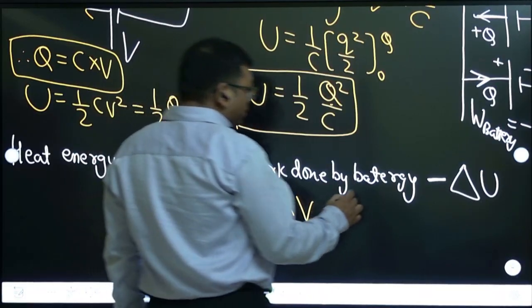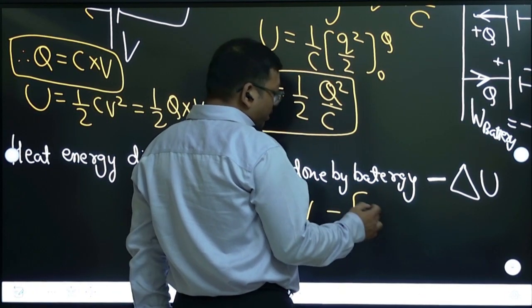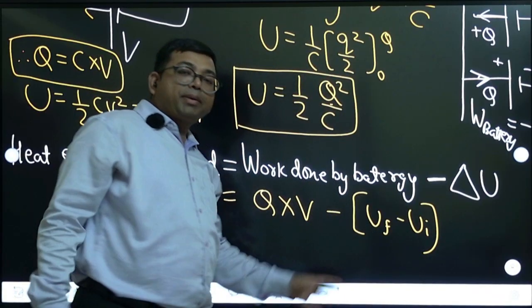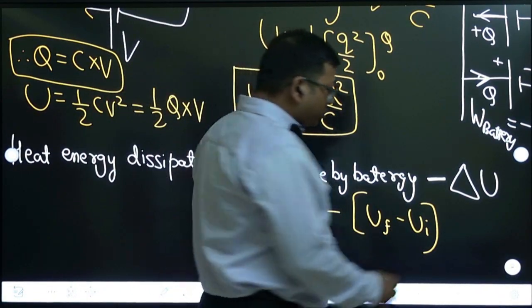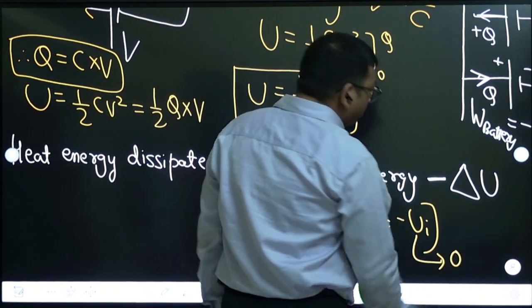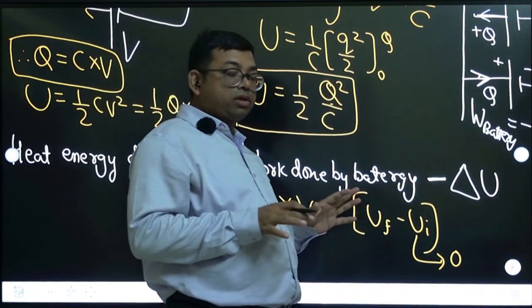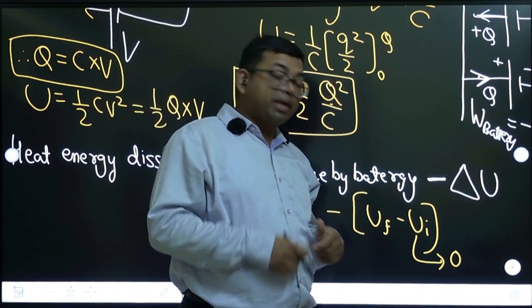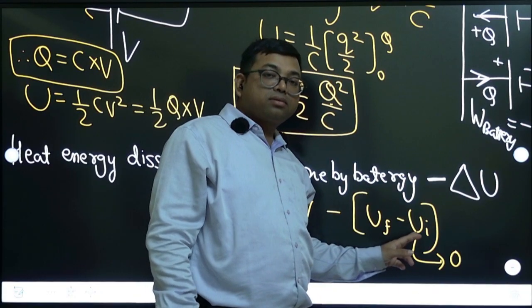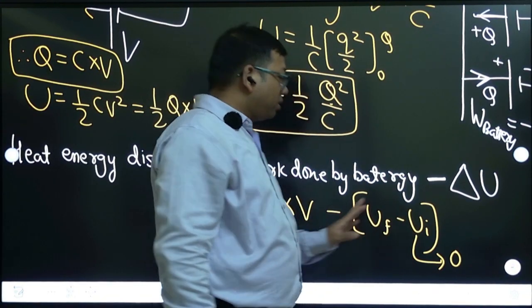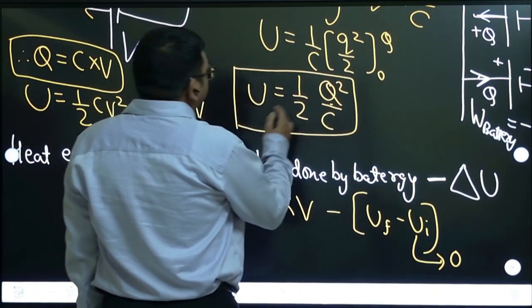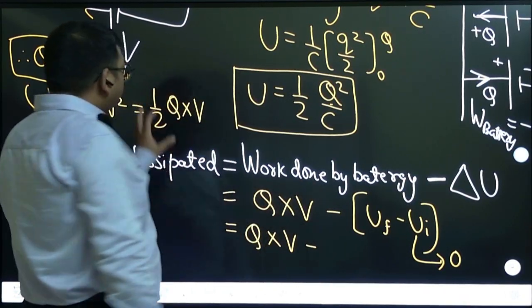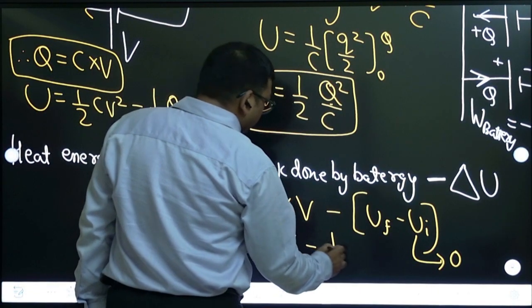And change of energy means final minus initial. So final energy in the capacitor minus initial energy in the capacitor. Initially the capacitor has no charge, so initial energy was 0. We should know that initial energy was 0 because the capacitor was not having any charge initially. But suppose in some cases the capacitor already has charge and then you are connecting it with a battery, then you have to take some initial energy in the capacitor. Anyway, and final energy, this is the formula which we have to use: energy stored I can write as half QV.